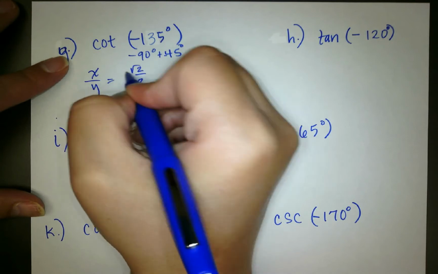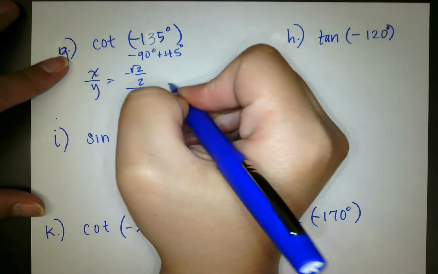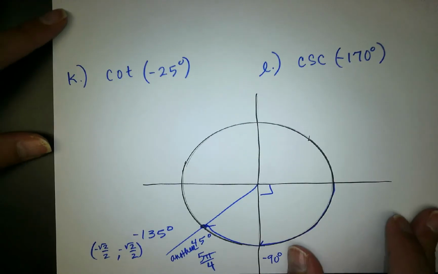Alright, so cotangent is equal to x over y. So you have negative root 2 over 2 over negative root 2 over 2. That's equal to positive 1. So that was one of our famous guys.